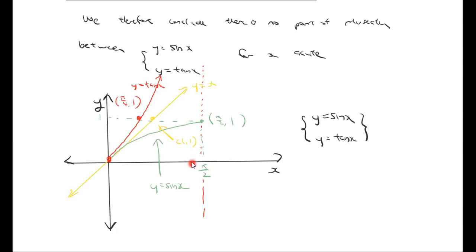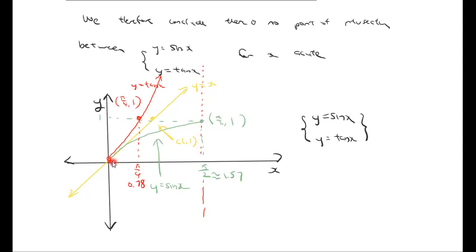So pi over 4 is less than 1, right? Yeah. So it's about 0.78 or so, roughly. So you can see that at 0.78, tan has already hit 1. Then at 1, y equals x hits 1. Then at pi over 2, which is like 1.57 or so, sine x hits 1.